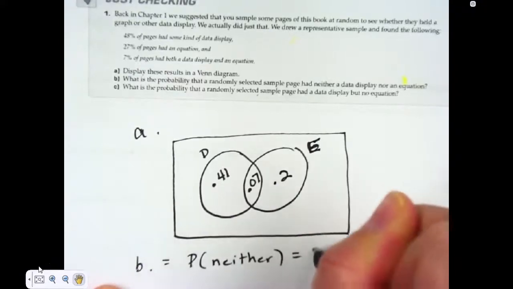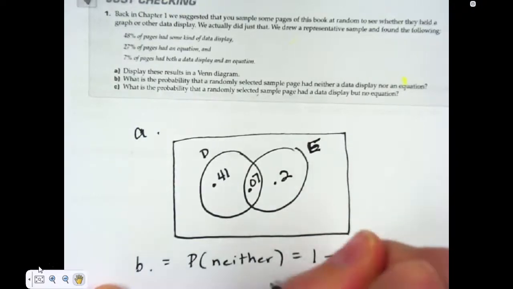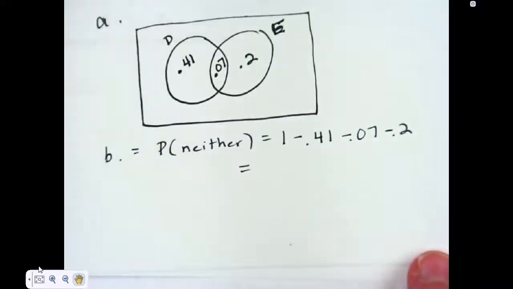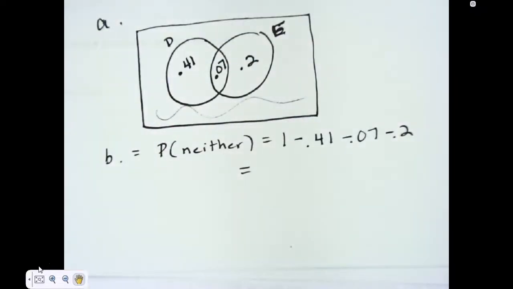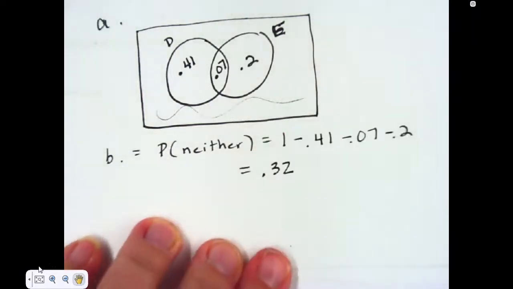is going to be 1 minus 0.41 minus 0.07 minus 0.2. That's how I'm going to figure out the probability of neither, because everything would have to add up to 1. So I wanted the area outside that box. This is actually what I want there. So 1, just going to do that math. Okay, so about 32% had neither.